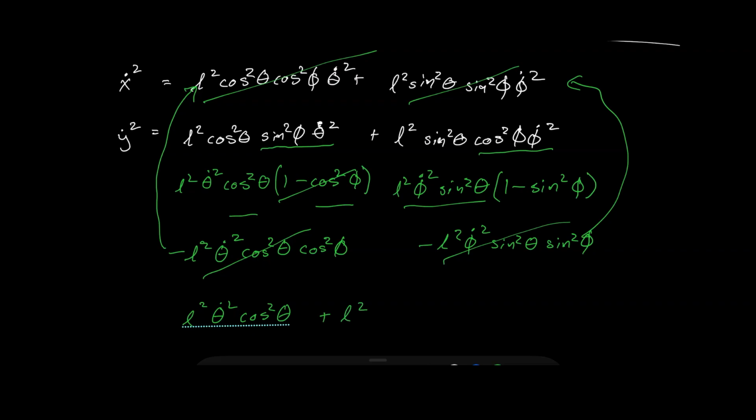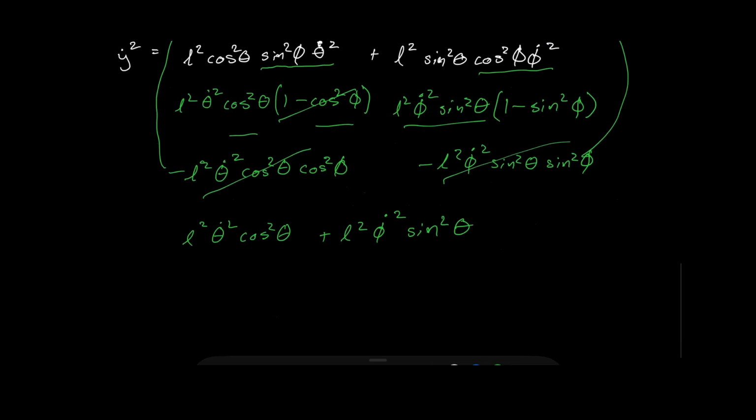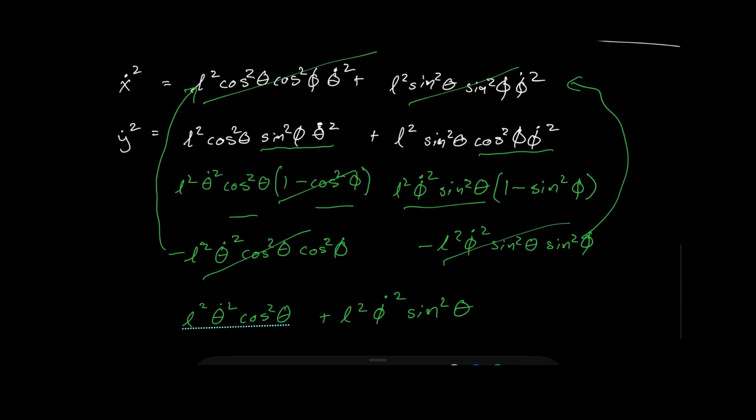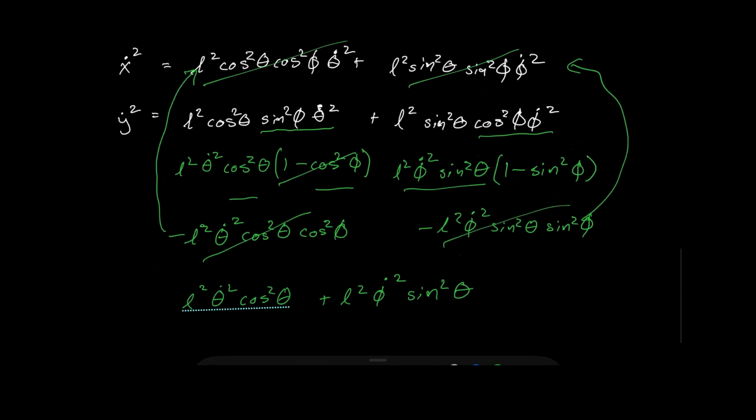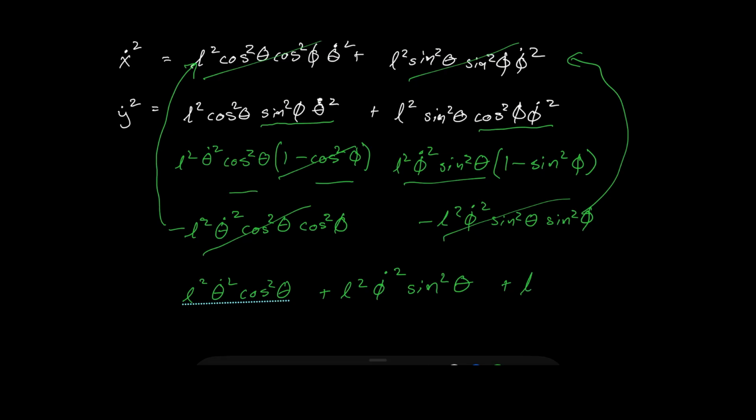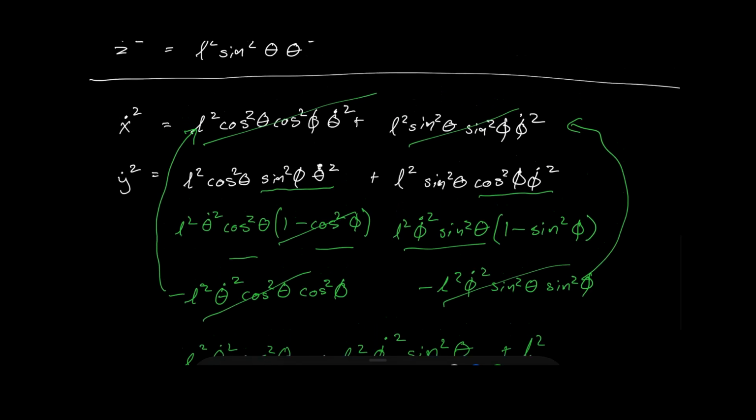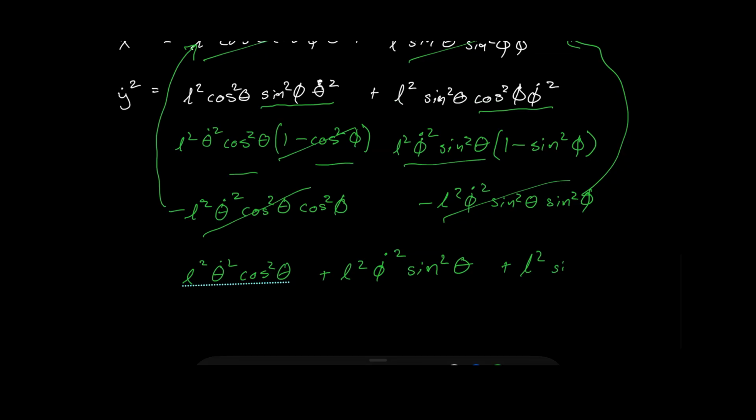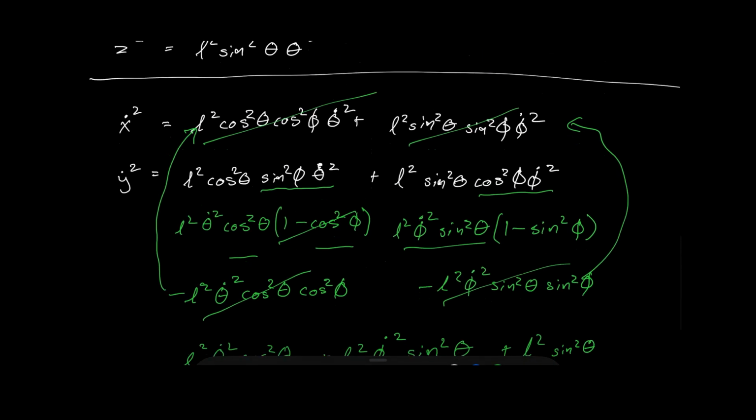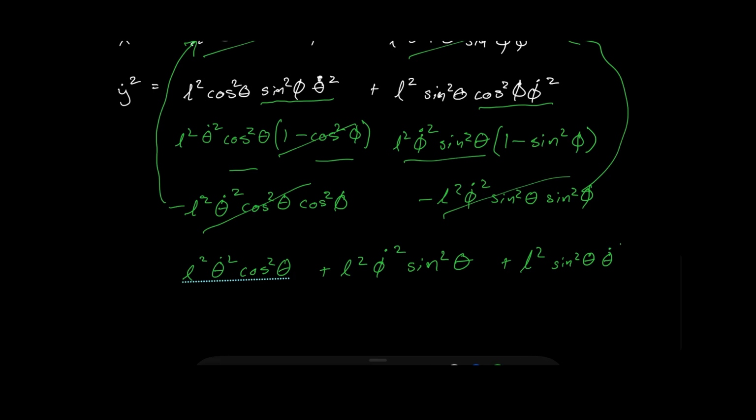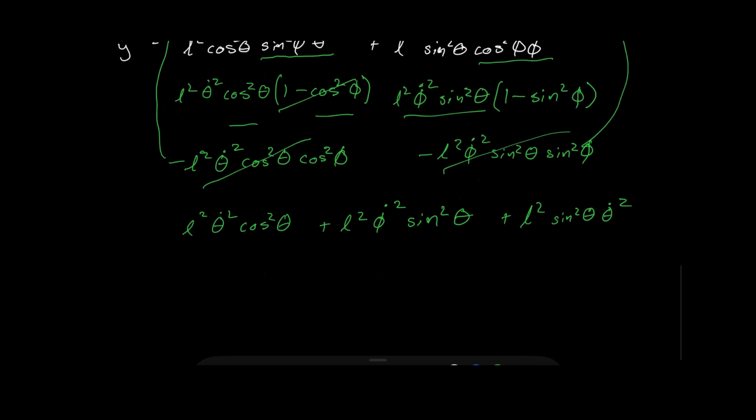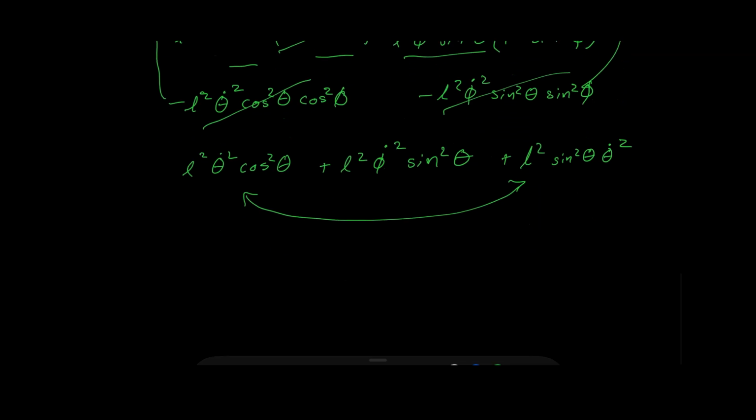So then we're left with plus L squared phi dot squared sine squared theta. All right, great. And then we just have to add our z, which was L squared sine squared theta theta dot squared. So L squared theta dot squared cosine squared theta, you can see these two now we can combine.